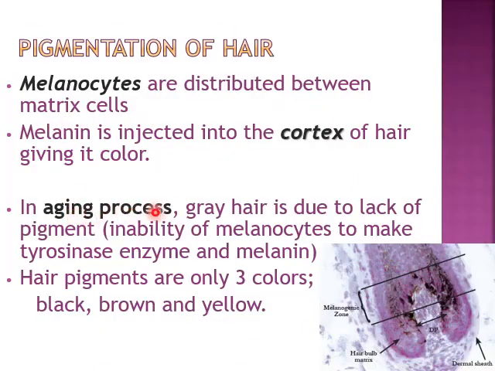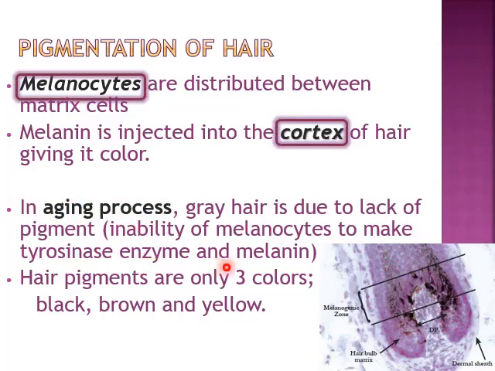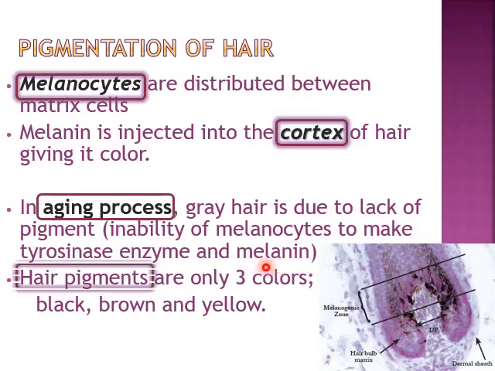By age, the melanocyte becomes unable to make tyrosinase enzyme and melanin. Therefore, the hair starts to turn gray and lose its color.